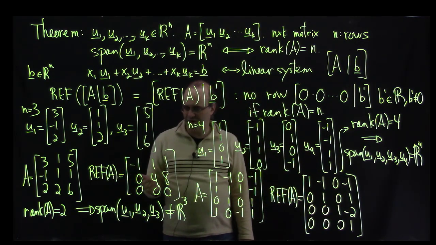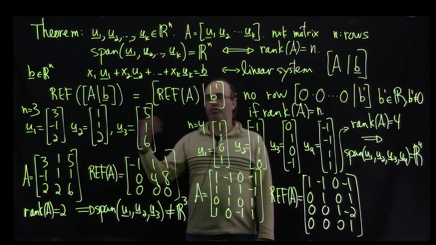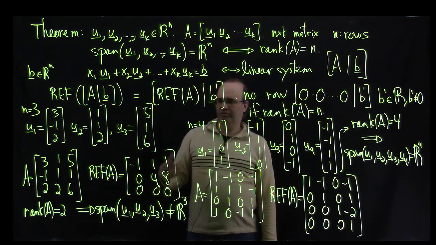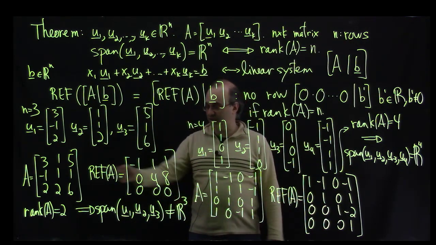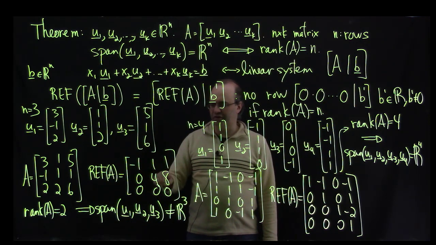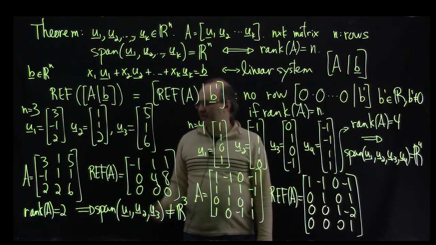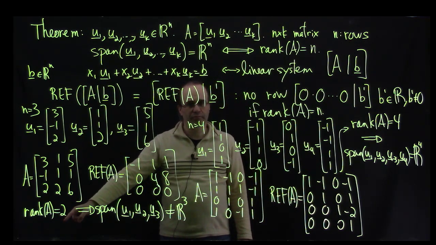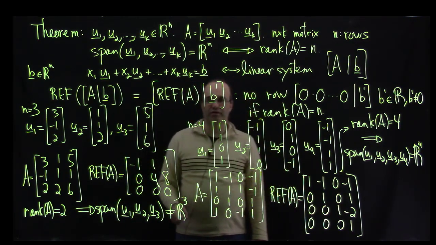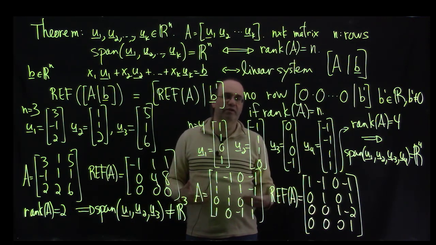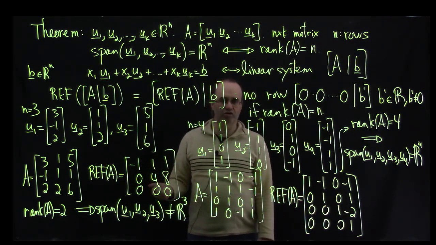And the question is, is the rank of A equal to 3? Well, for the rank of A to be equal to 3, this row echelon form should have 3 non-zero rows, but that's not the case. There are only 2 rows that are non-zero. This means that the rank of A is 2, and therefore by that theorem, the span is not R3. It will be something strictly smaller, so here it's going to be a two-dimensional plane.